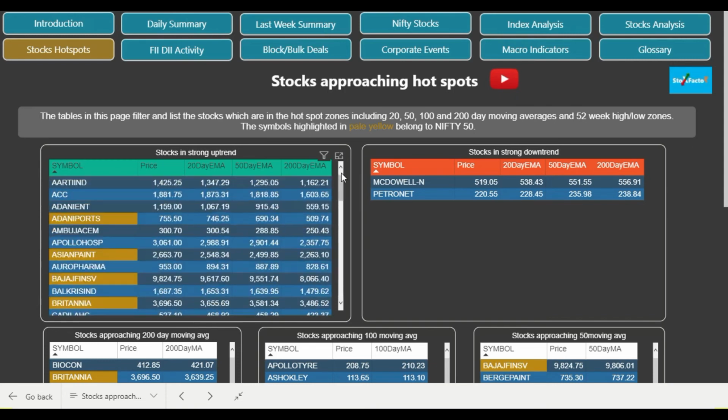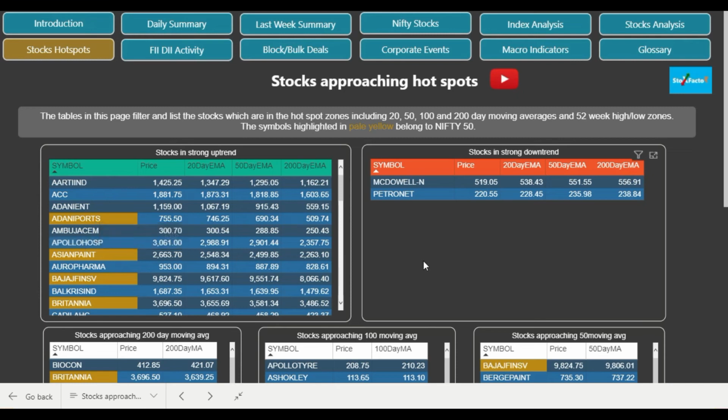Then you can identify a few stocks from this list, and accordingly you can prepare your watch list for the next few days. And also, the stocks which are highlighted in pale yellow are the Nifty 50 stocks, and others are the normal mid-cap quality stocks from the FNO. So as I mentioned, if you want to focus on the Nifty 50 stocks, the pale yellow stocks from this playlist, you can filter and then prepare your watch list accordingly.